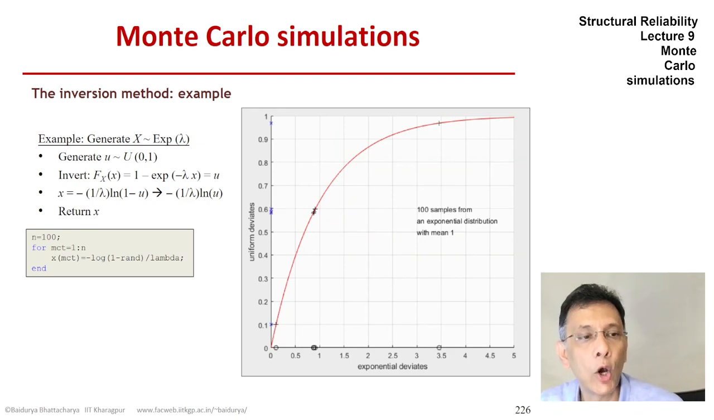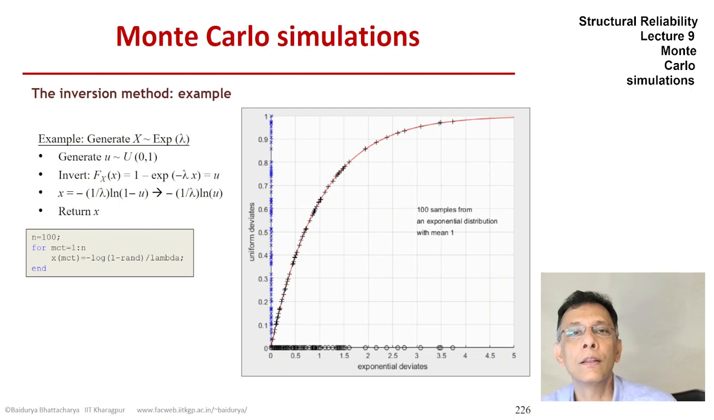So on the y-axis you see the uniform deviates being generated one by one, and corresponding to that point we are reading off from the red line, which is the CDF of x, the exponential CDF, and for each of those black plus points we are reading off the corresponding values of x on the x-axis. So this is the application of the inversion method.